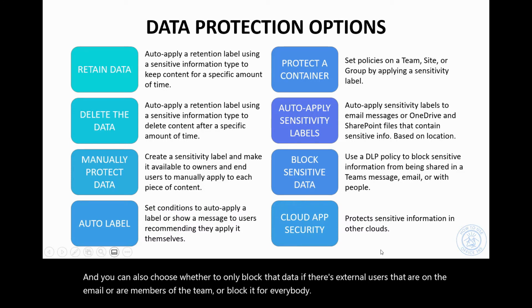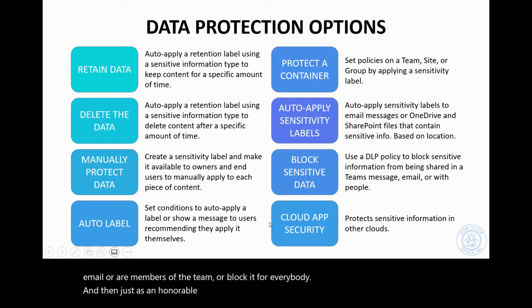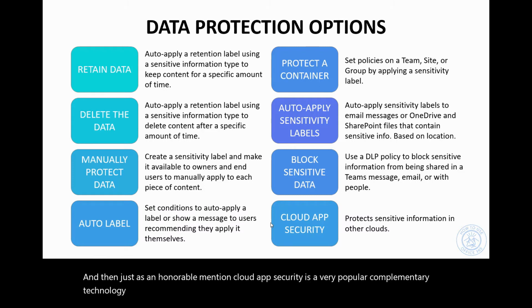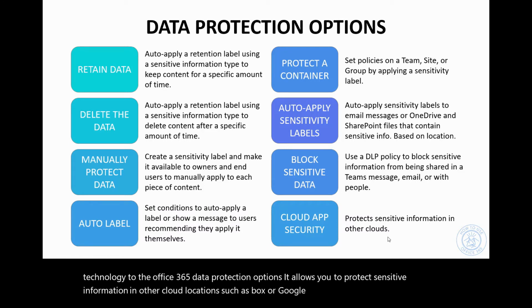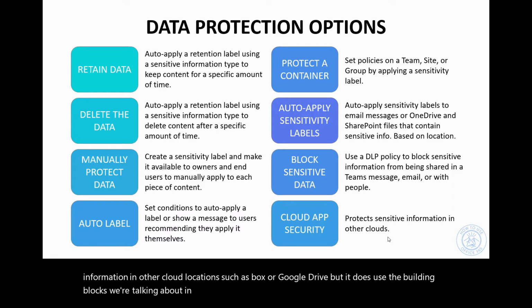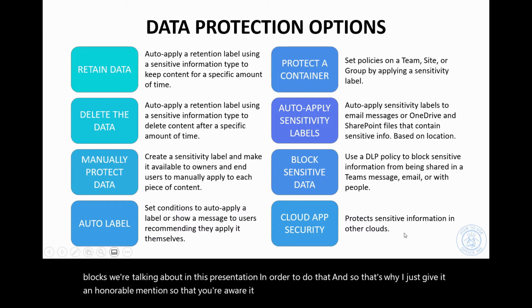And then just as an honorable mention, Cloud App Security is a very popular complementary technology to the Office 365 data protection options. It allows you to protect sensitive information in other cloud locations, such as Box or Google Drive. But it does use the building blocks we're talking about in this presentation in order to do that. And so that's why I just give it an honorable mention so that you're aware it exists.